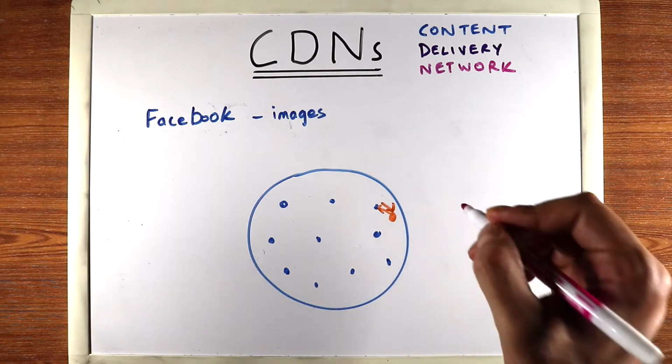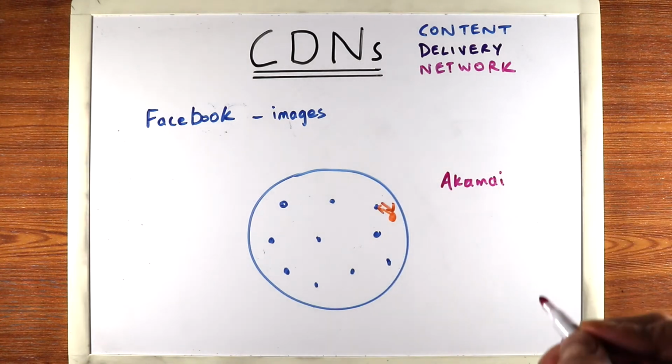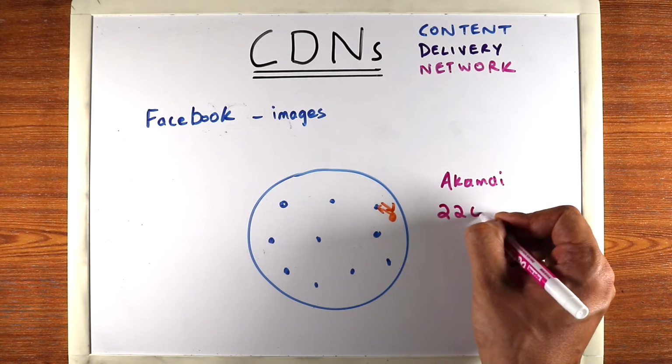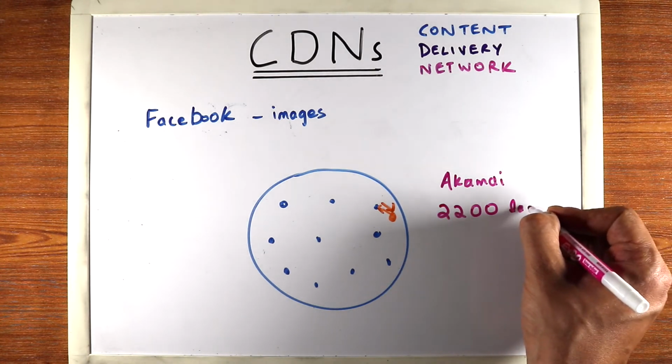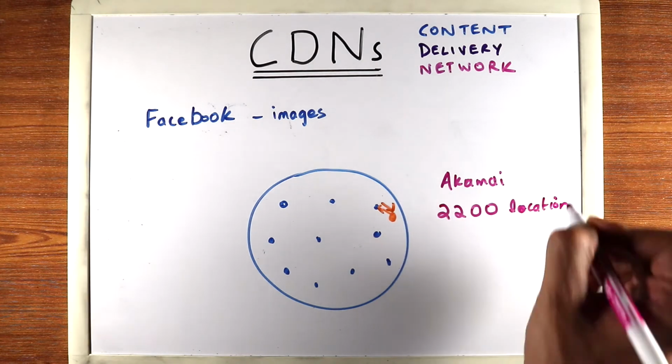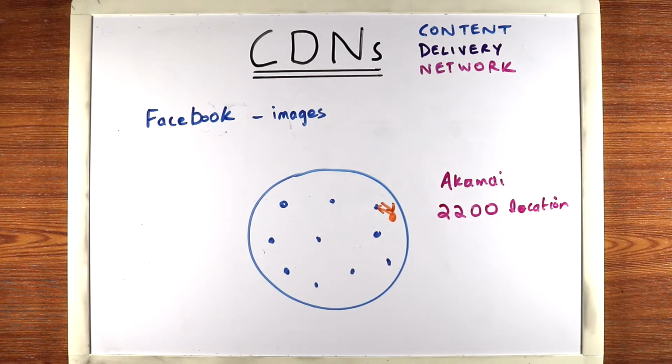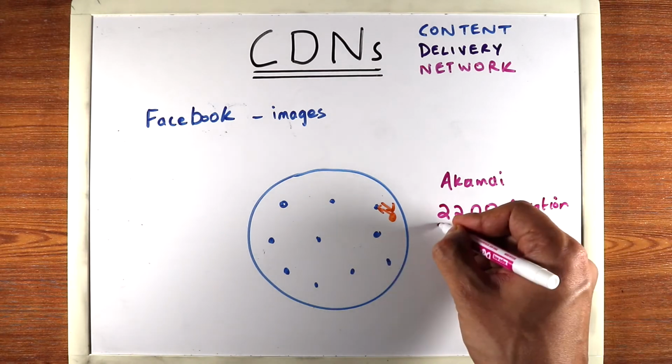To put it into perspective, Akamai, one of the largest CDN companies, has around 2,200 locations that they run servers in, right? So these are locations all around the world. And if you download an image, there's a good chance that you've at some point hit one of these locations.